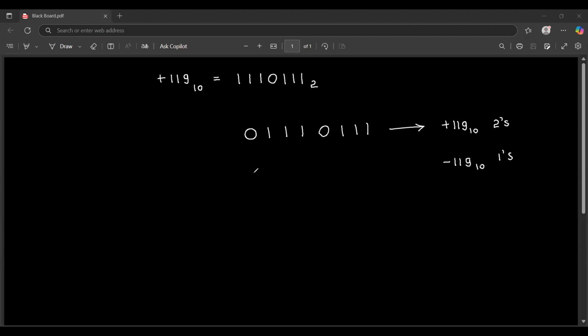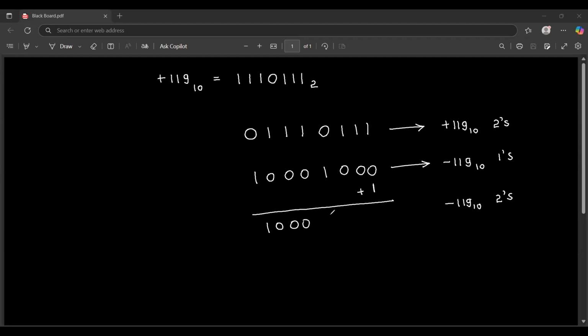Now we can find negative 119 to the base 10 in 1's complement form. That will be flipping the bits: 1 0 0 0 1 0 0 0. That's it. This is negative 119 to the base 10 in 1's complement form. Now you have to find the 2's complement form, by adding 1 to this. So if you add 1 to this, what will you get? You'll get 1 0 0 0 1 0 0 1. That's all you have to do.